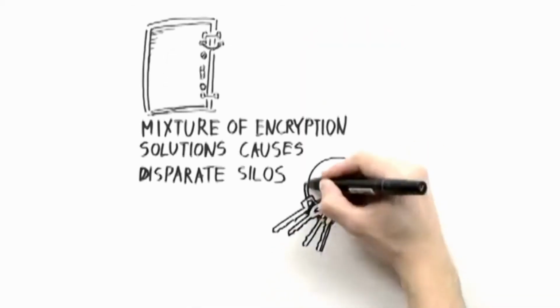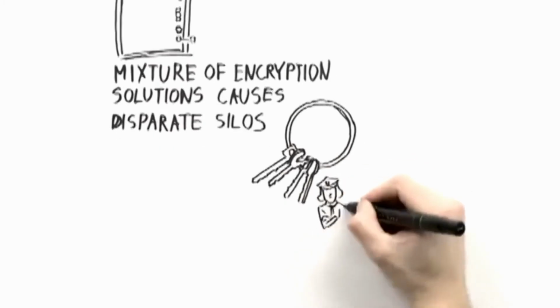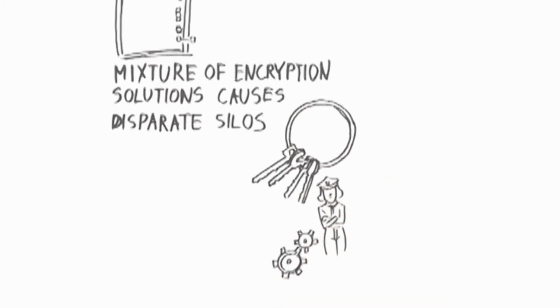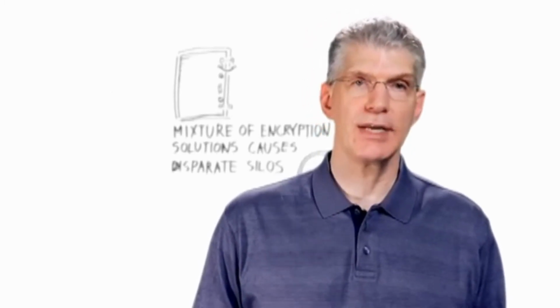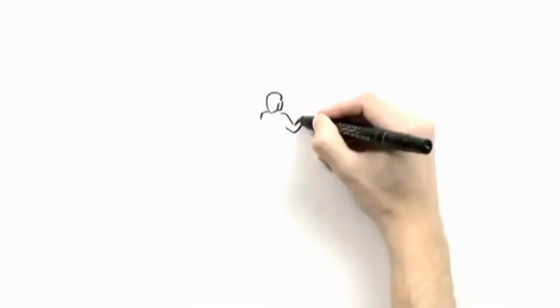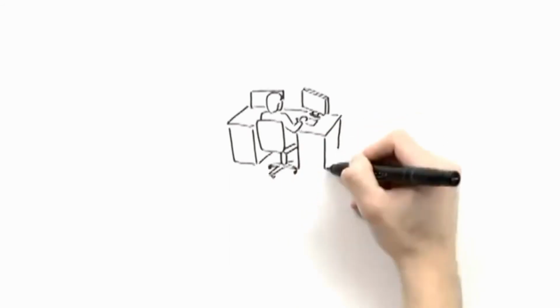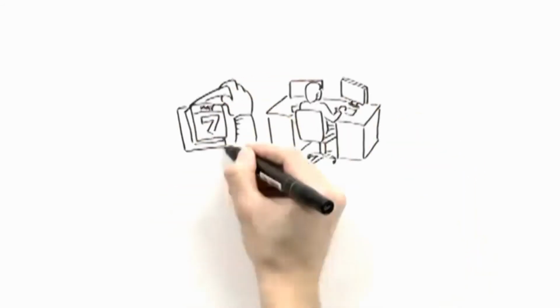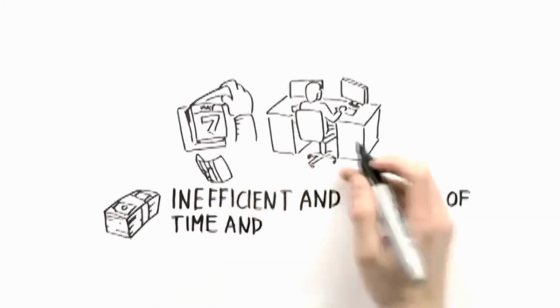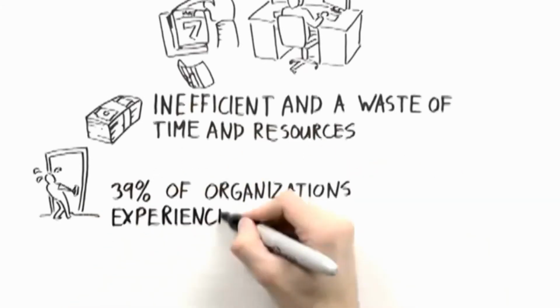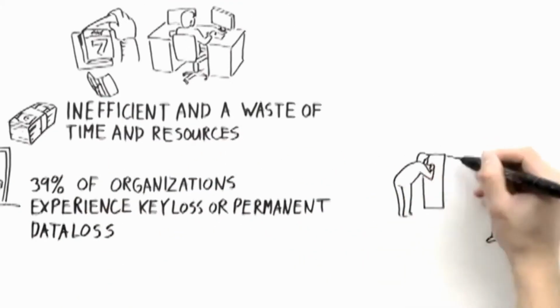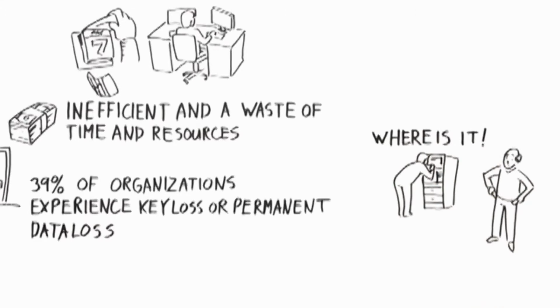Each encryption silo has its own keys, its own policy enforcement, and its own mechanisms for managing keys across their lifecycle. These keys expire, require updates, need to be added, removed, and rotated in order to comply with regulations, meaning IT personnel must manually engage with dozens of different systems. This is highly inefficient for the organization and a waste of time and resources. It's also easy to see why keys are lost, get stolen, or expire without anyone even realizing they have a problem. Unfortunately, around 39% of organizations at some point have experienced key loss or permanent data loss that disrupts business operations.